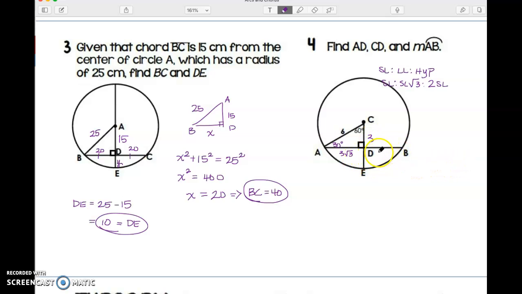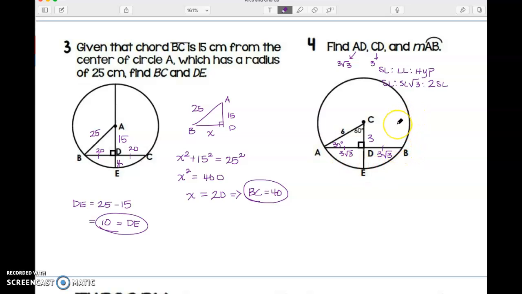Which means that D to B also has to be 3 radical 3 because these two are congruent based on our theorem. So now we know that A to D is 3 radical 3, and we know that DB is 3 radical 3. And CD, we found that one, so that one's 3. So 3 radical 3, 3. They want us to find the measure of the arc.